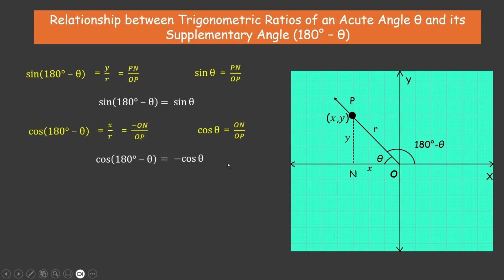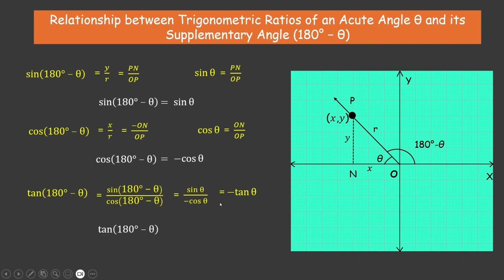Then let us look at tan of 180 minus theta, which is equal to sine of 180 minus theta upon cos of 180 minus theta. Now sine of 180 minus theta is sine theta. Cosine of 180 minus theta is negative cosine theta. So this is equal to negative tan theta. Tan of 180 minus theta is equal to negative tan theta.